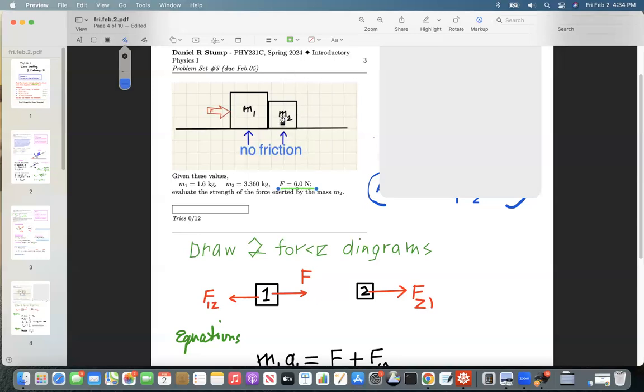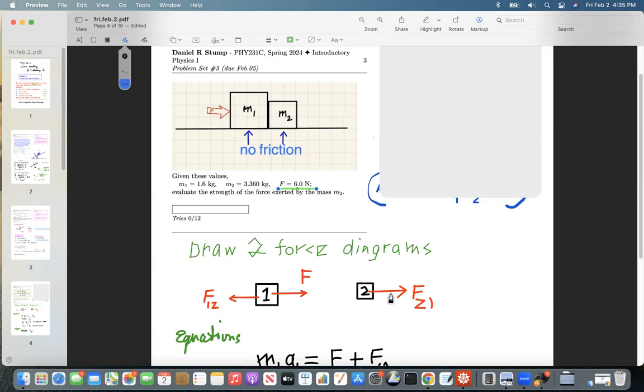Now, what about M2? Well, M1 is pushing on M2. So there's a force to the right acting on M2, and that's the only force acting on M2, at least ignoring vertical forces, which I don't care about. I only care about how it's moving horizontally across the floor.